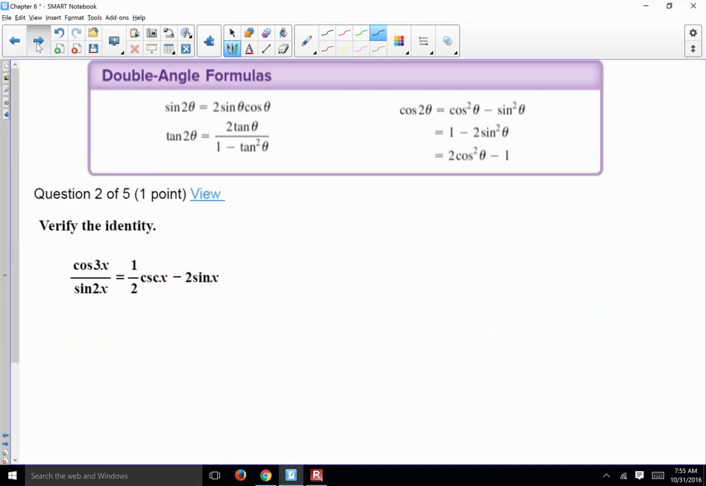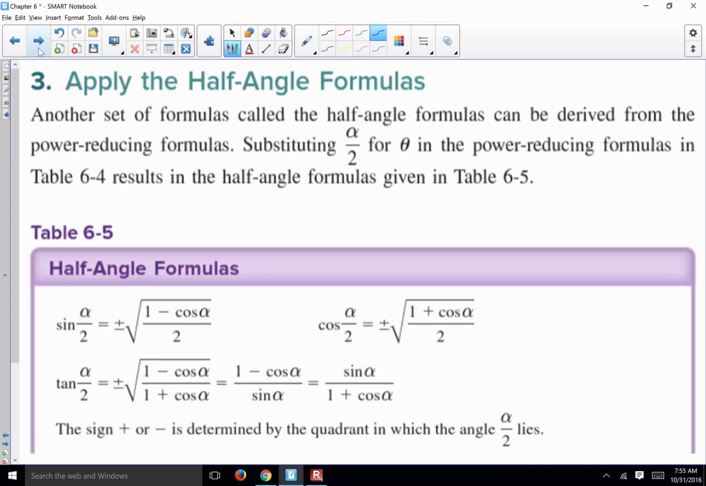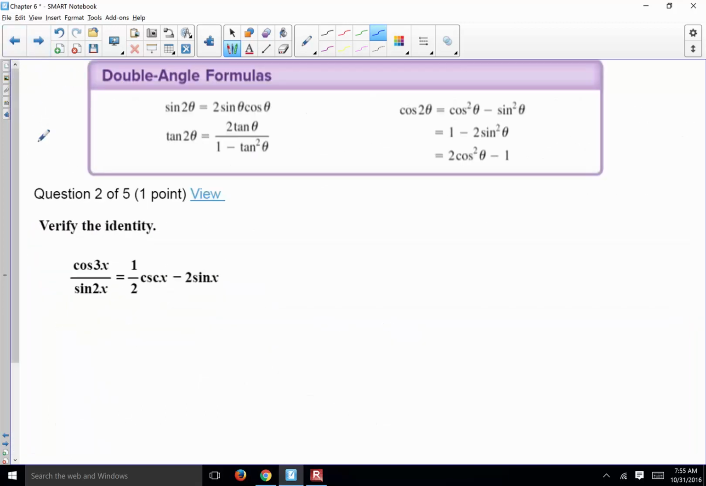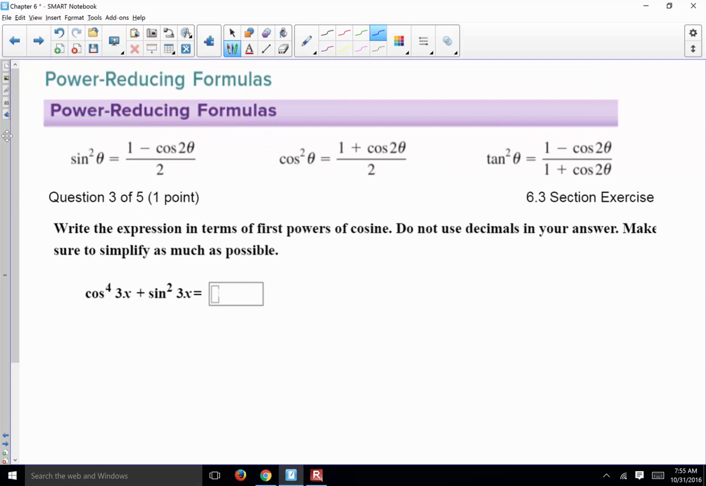Alright, I believe we have solved the first two. Yeah, this was the last thing we finished. And we are going to cover the second half of this section, which is power reducing formulas. These are also called half angle formulas. Guess why they call it half angle formulas?